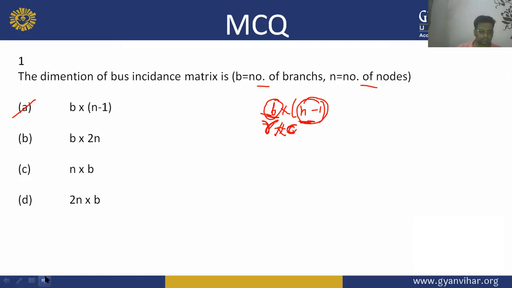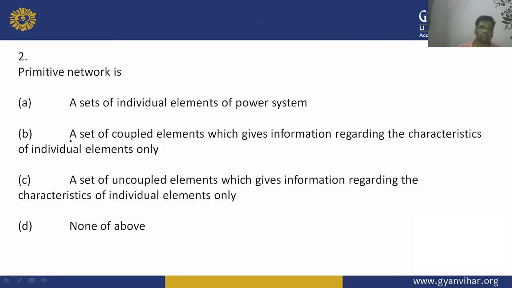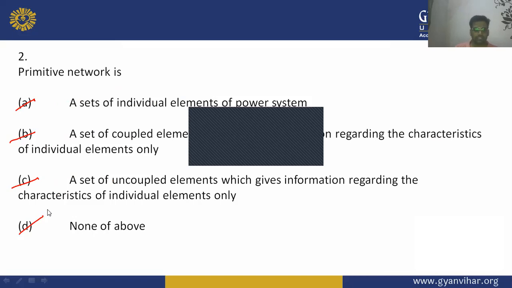Now the next question. The primitive network is what? Is it a set of individual elements of the power system? Is it a set of coupled elements which gives information regarding the characteristics of individual elements only? Is it a set of uncoupled elements which gives information regarding the characteristics of individual elements only, or none of the above? Think about it. We will be discussing it soon.